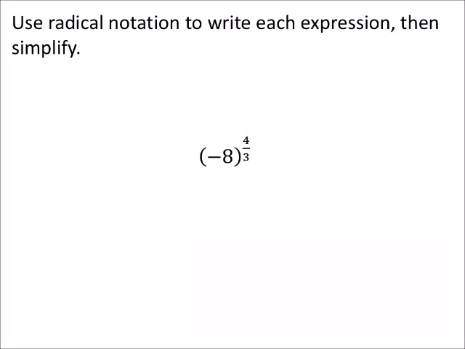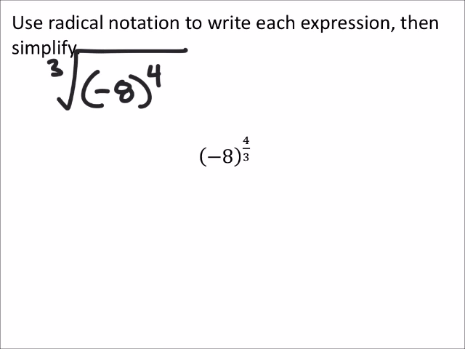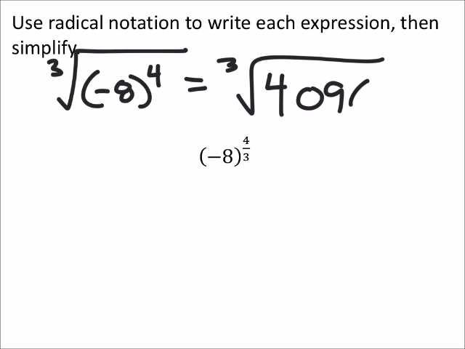All right, use radical notation on this one. Let's do that. So we'd have negative 8 to the power of 4, and then we got the cube root of that garbage. So this is the cube root. Negative 8 to the power of 4 is 4096. I don't know if that's a perfect cube, but we're going to find out here.